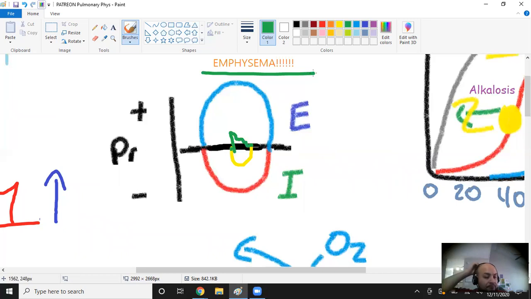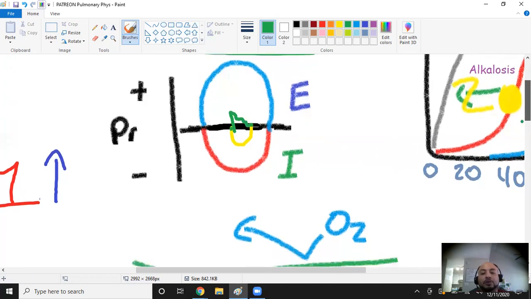In emphysema, we have trouble exhaling, obstructive. But in emphysema, we also have damage to the alveolar membrane, making it very difficult for oxygen to diffuse across.